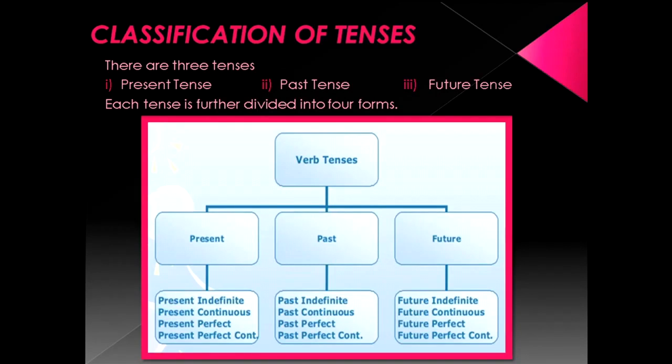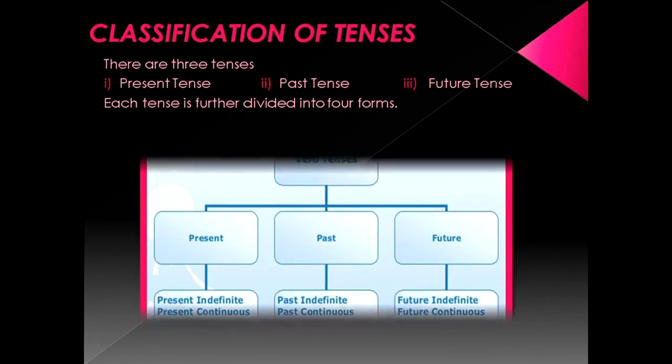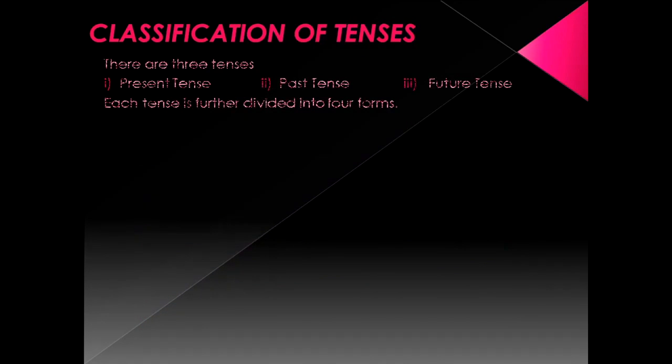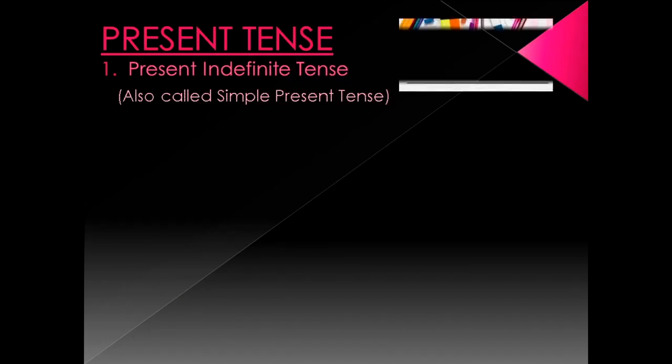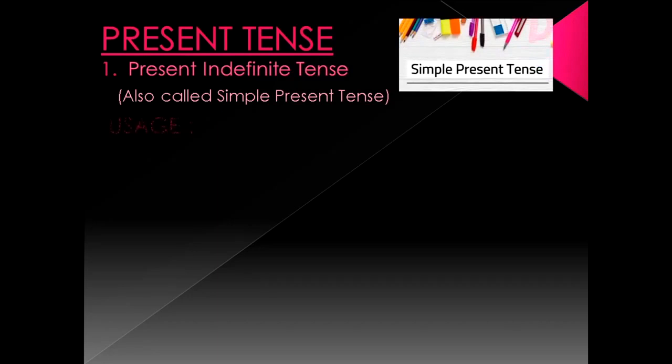Now today in this video I am going to discuss only the present tense. That means the only 2 forms of present tense, that is present indefinite and present continuous. And in my next video I will discuss with you all present perfect and present perfect continuous. To talk about the usage of present tense, first we begin with present indefinite tense, which is also called simple present tense.